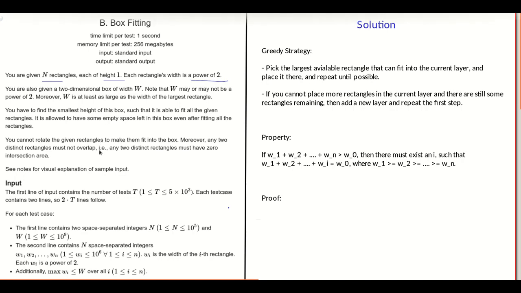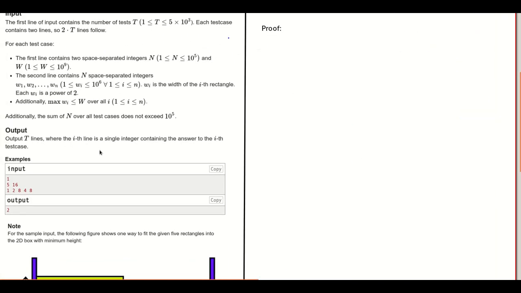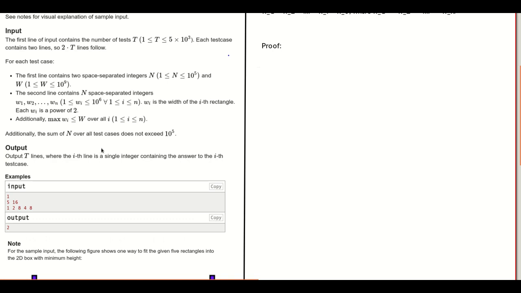In the input we are given t test cases. In each test case we are given two integers n and W, where n represents the number of rectangles and W represents the width of the box. In the second line of the test case we are given n space-separated integers w_i, which represent the widths of the n rectangles. It is also given that the width of the box is at least as large as the width of the largest rectangle, and that the sum of n over all test cases will not exceed 10^5.